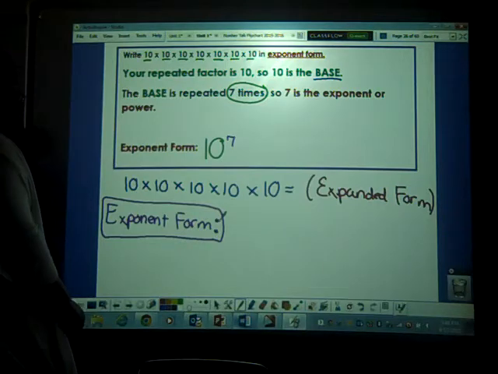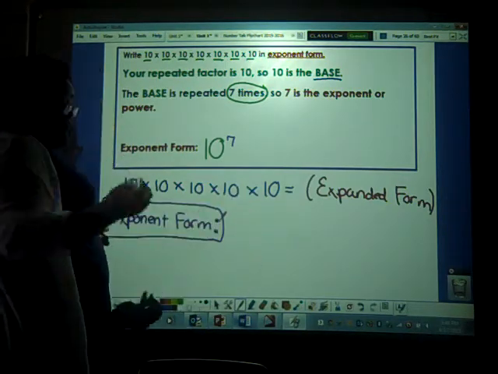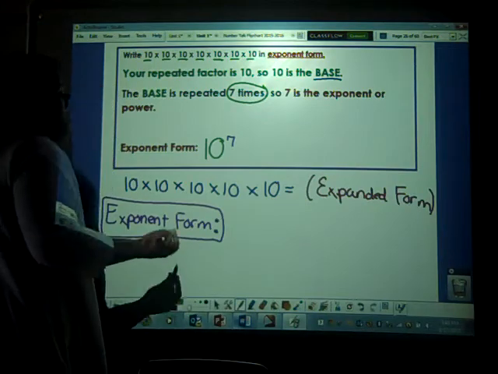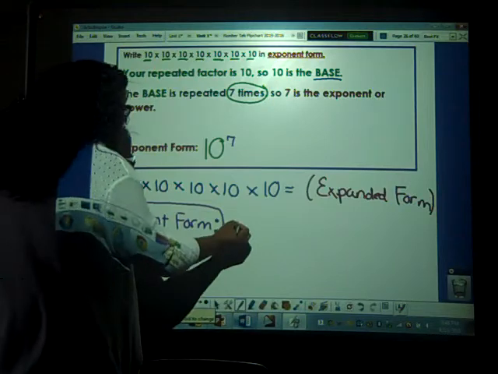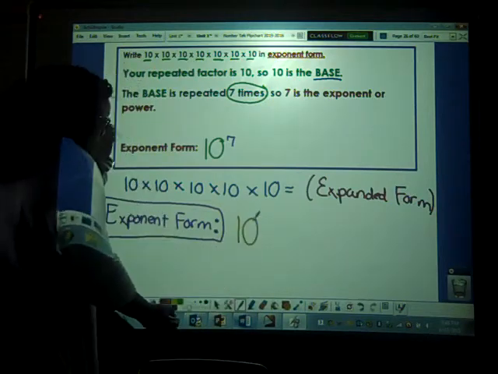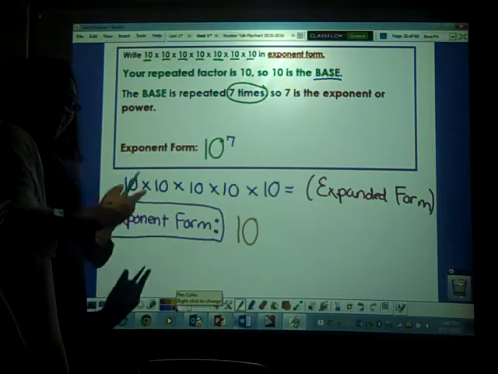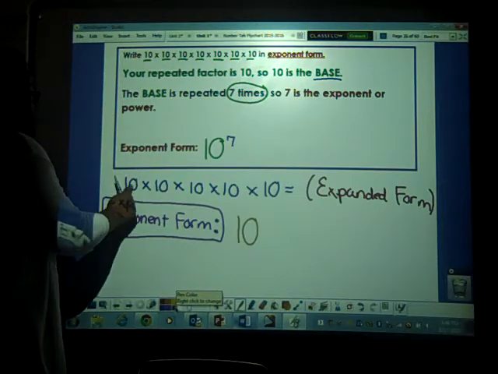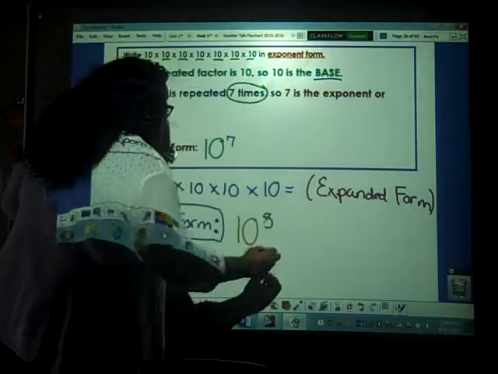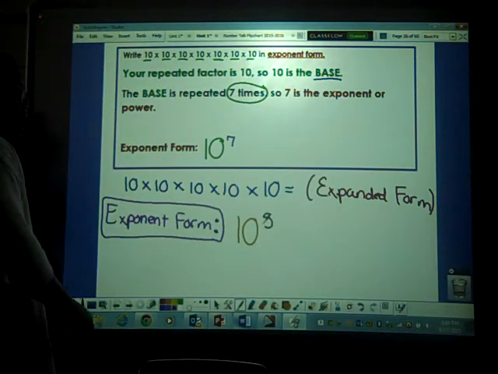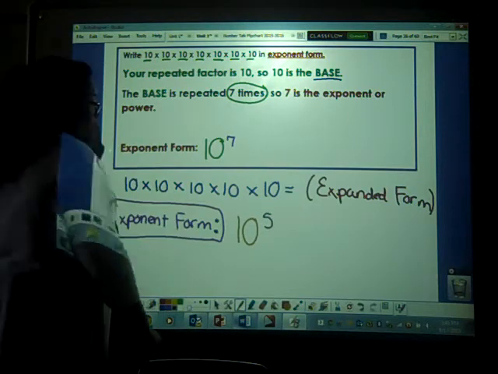All right, in exponent form, we're going to see what is our base, what's being repeated. Ask yourself, what is being repeated? I see 10 a couple of times, so 10 is going to be my base. That is being repeated. Then you're going to say, how many times is that base being repeated? Well, you'll count. 1, 2, 3, 4, 5 times. So 10 to the 5th power is represented as that in exponent form.